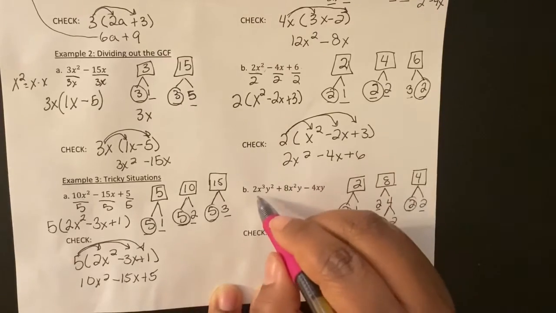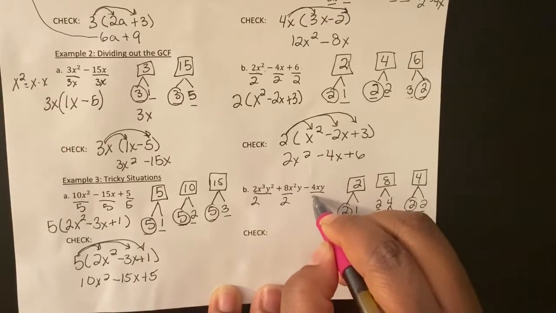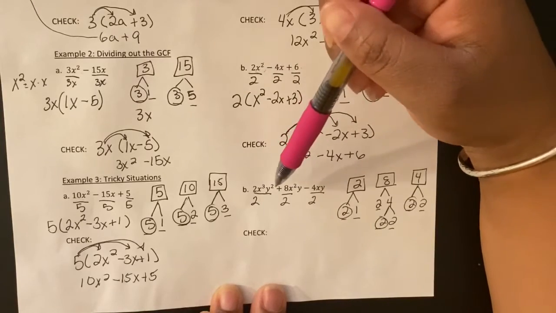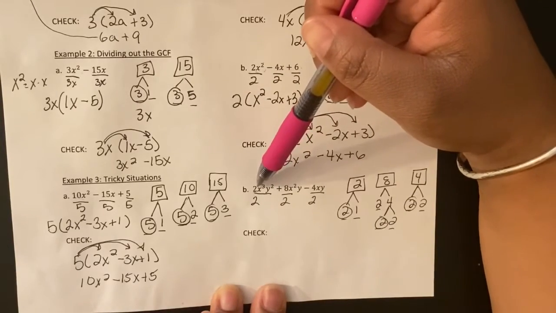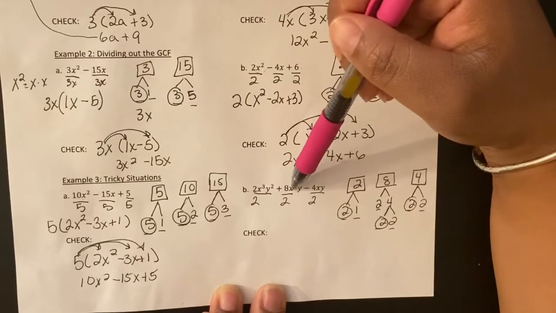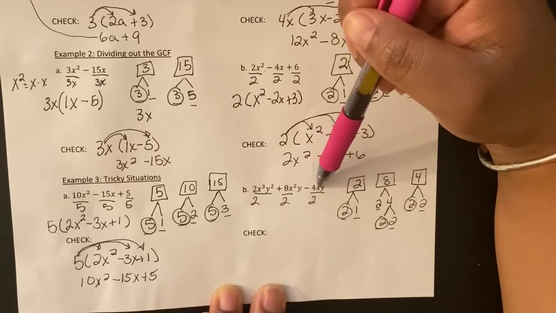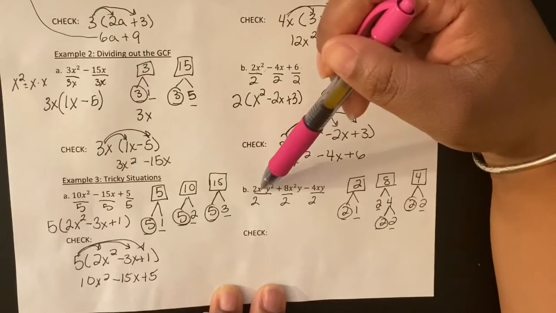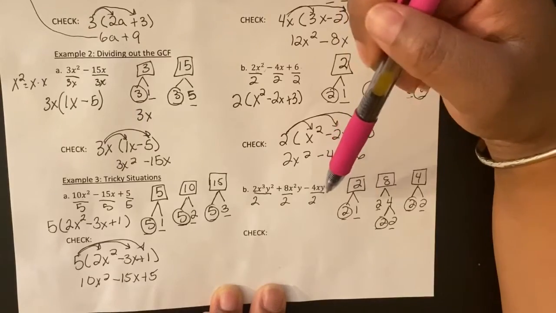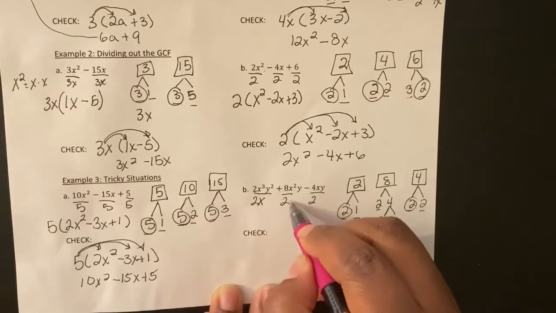Okay. But let's look at our variables. Let's start with the x. So you want to break it down. You want to start with one variable at a time. So this 2x cubed has 3 x's. This 8x squared has 2 x's. This negative 4x has 1 x. So this has 3 x's, 2 x's, and 1 x. They at least have one x in common. Each of them has at least one x. Therefore, this is going to be 2x.